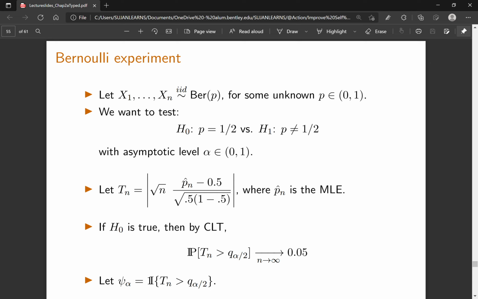Welcome back to our statistics learning session. Today, I'll be talking about Bernoulli experiment. It's a worked out example.